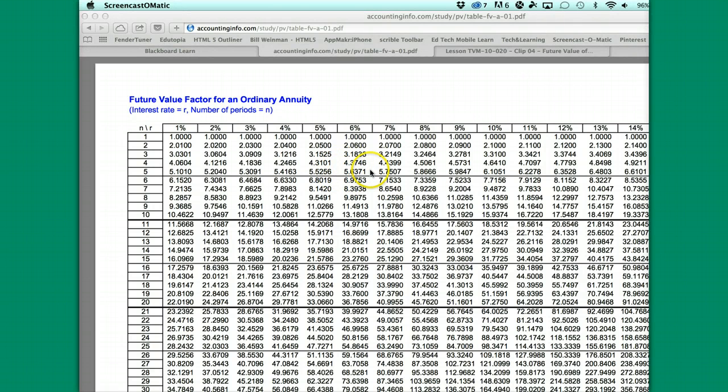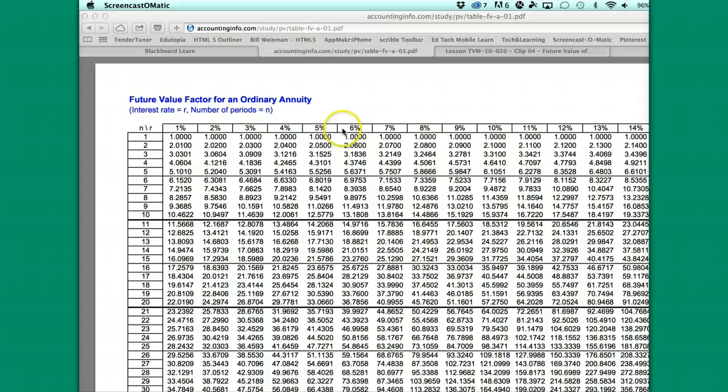Again, the factor multiplied by the payment, 10,000, gives us $56,371 for 5 years annual compounding and for 6%. Now, if I change this up on you and I said it was quarterly compounding, let's not do that because I don't have the number here to make that work. Let's say semi-annual compounding. So semi-annual means twice a year. Every 6 months we have a compounding period.